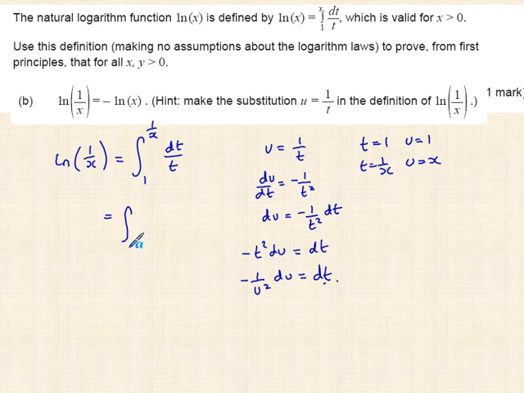So substituting, we have 1 to x. The 1 over t would be u. The dt is minus 1 over u squared du. So we end up with minus the integral from 1 to x of 1 over u du. And just by comparison, it doesn't matter that we've changed the variable. This is minus ln x.